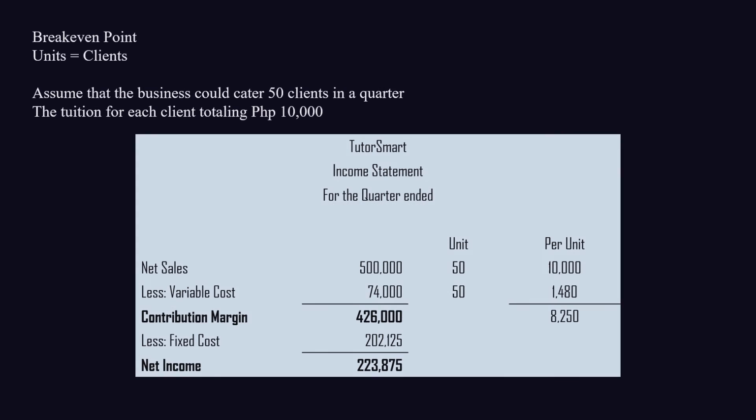For the computation of the break-even point, we still have to get the income statement first. That's why we assume that the business could cater to 50 clients in a quarter, giving us a revenue target of 500,000, giving each client a fee to pay of 10,000. So the net sales in that assumption is 500,000 less the variable cost of 74,000, giving us a contribution margin of 426,000. So we deduct the fixed cost of 212,125, which we computed in the previous slides, giving us a net income of 223,875.